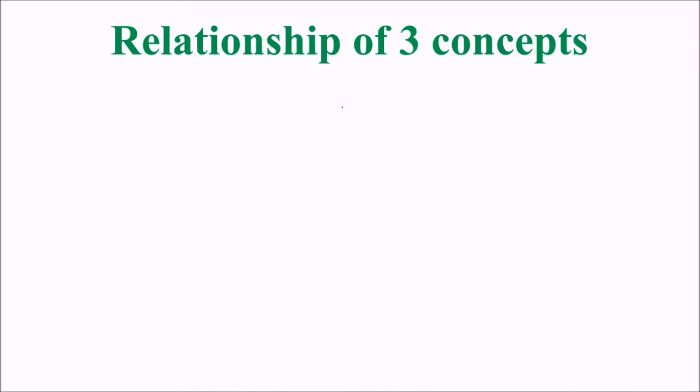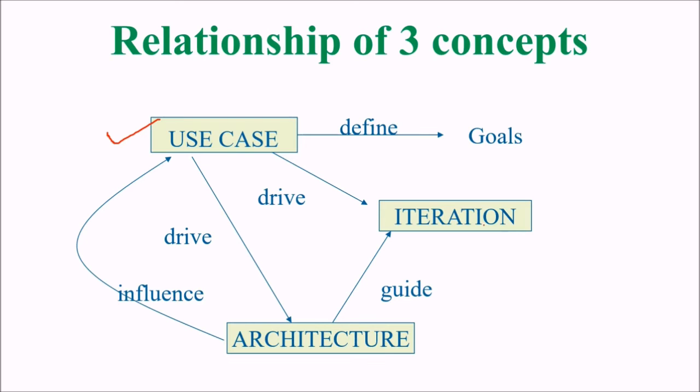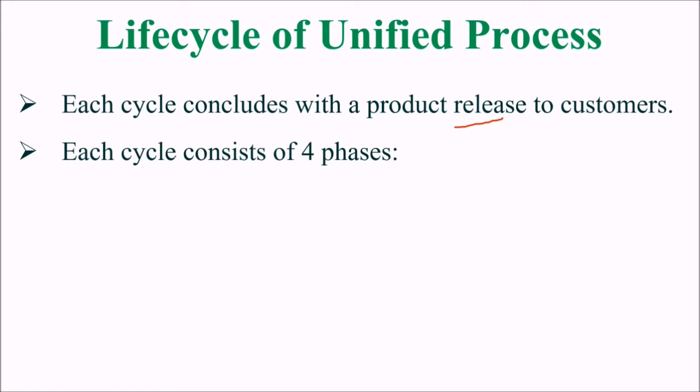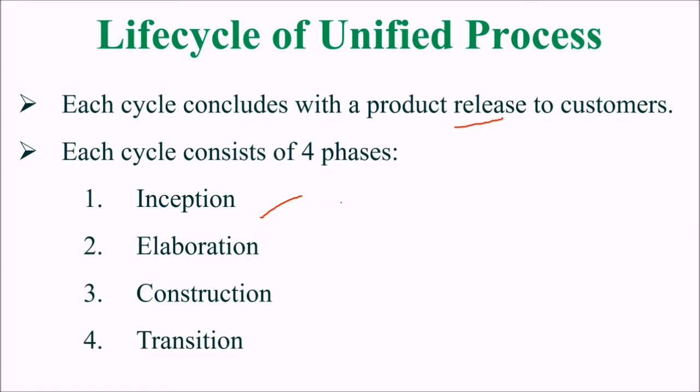Then the relationship of the three concepts: the use case, the iteration, and the architecture. Use case will define the goal. Use case will drive the iteration and the architecture. The iteration will guide the architecture, and the architecture is going to influence the use case. The life cycle of unified process: each cycle concludes with a product release to the customer, and each cycle consists of 4 phases: inception, elaboration, construction, and transition. IECT.